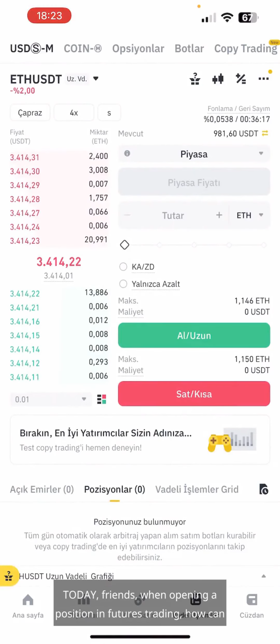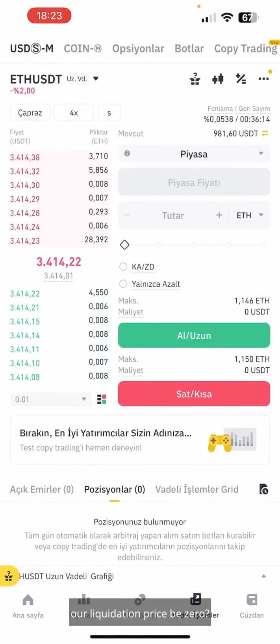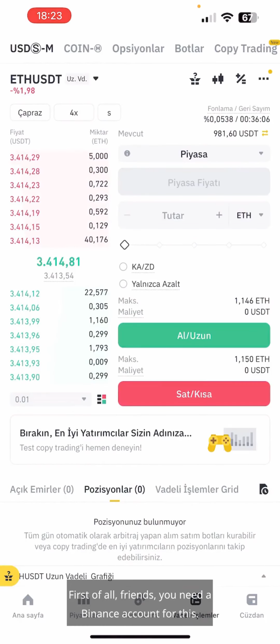Today, friends, when opening a position in futures trading, how can our liquidation price be 0? I will explain this. First of all, friends, you need a Binance account for this.